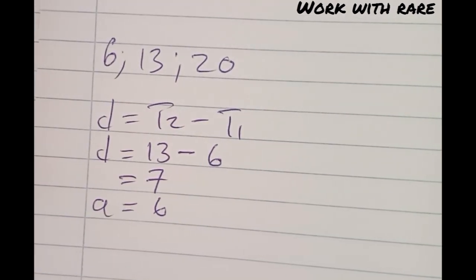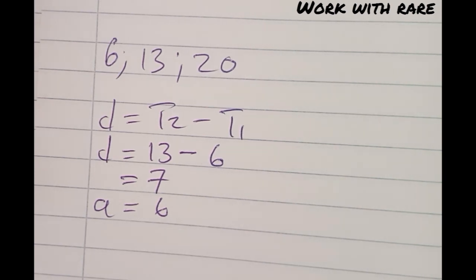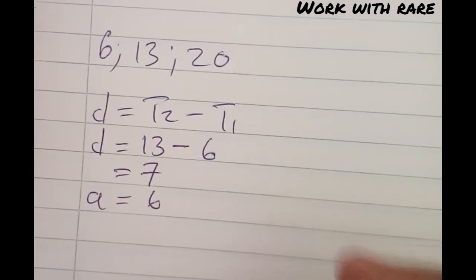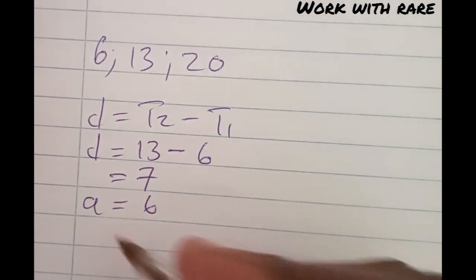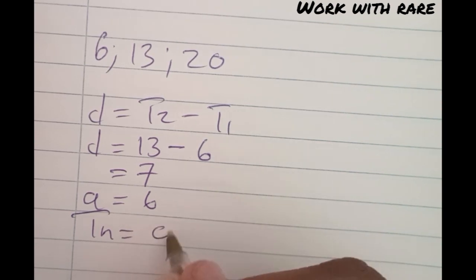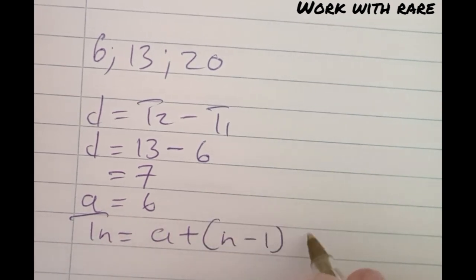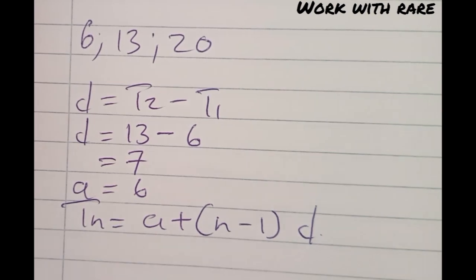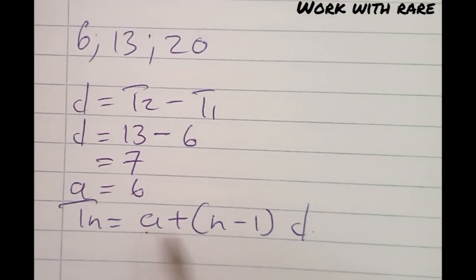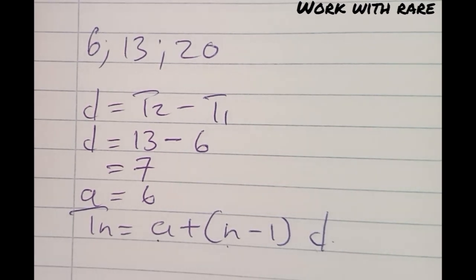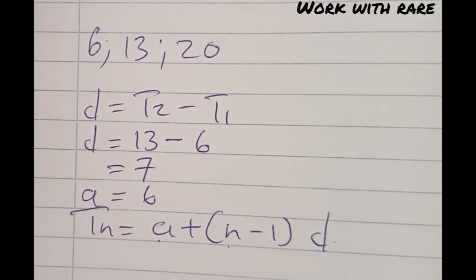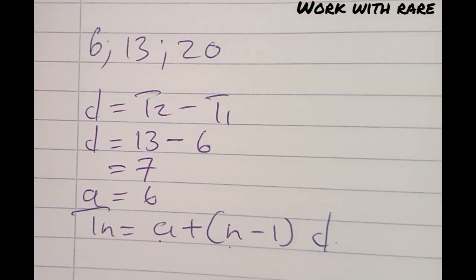So remember, when we do arithmetic sequence, we have a general formula. The first question says determine the nth term. So our general formula is this. A is for the first term, N is for the number of terms, and D is for the difference. Tn is for term number. So when they say determine the nth term, we have A, we have D, we are good. We are going to substitute them.